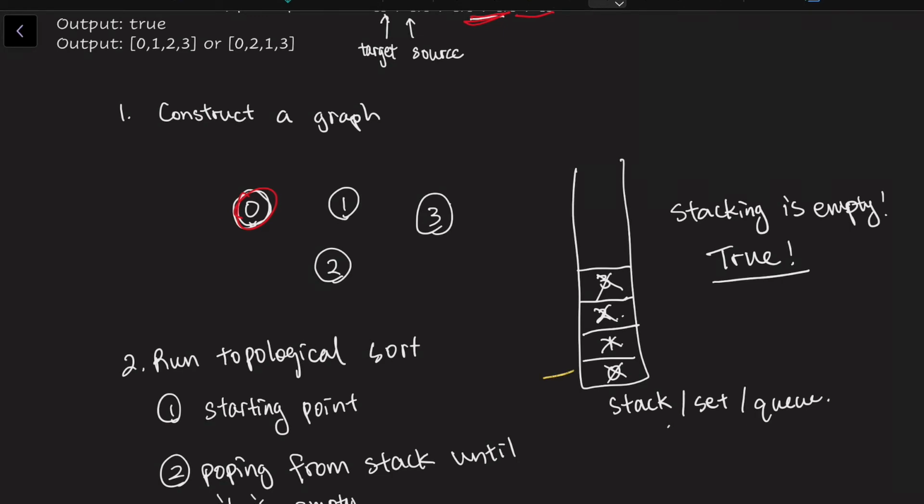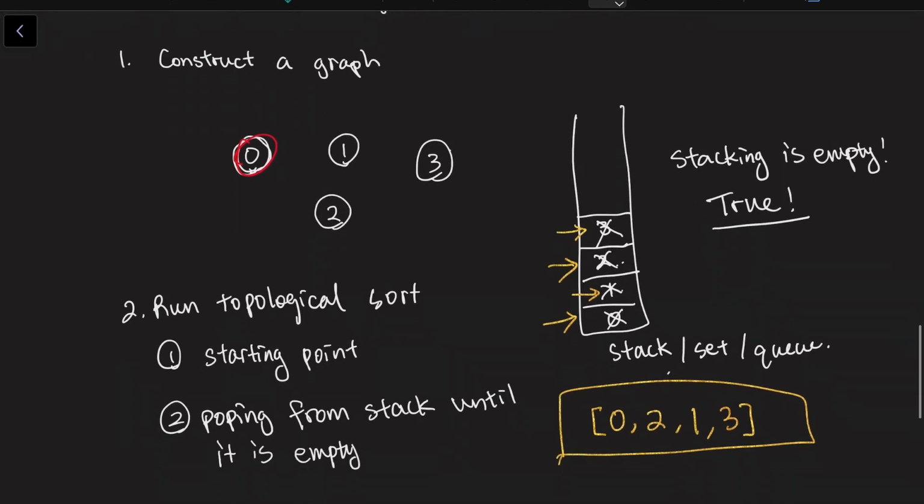Let's go back. Remember, we popped out 0 first. It is our initial starting point. So 0. And then we popped out 2 because we added 2 and 1 together, and the 2 is on top of 1. So 2 goes out first, because stack is a first in, last out data structure. So we pop out 2, and then we pop out 1, and then we pop out 3. So this is a valid answer.